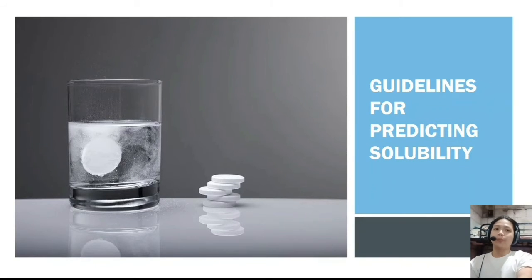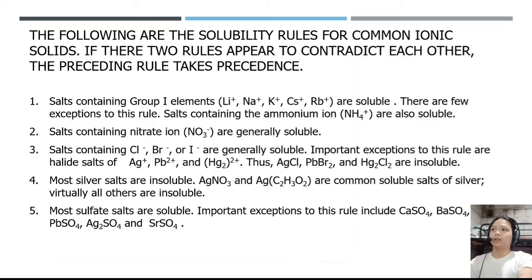Guidelines for predicting solubility. The following are the solubility rules for common ionic solids. If two rules appear to contradict each other, the preceding rule takes precedence. First rule: salts containing group 1 elements Li+, Na+, K+, Cs+, Rb+ are soluble. There are few exceptions to this rule. Salts containing the ammonium ion NH4+ are also soluble.